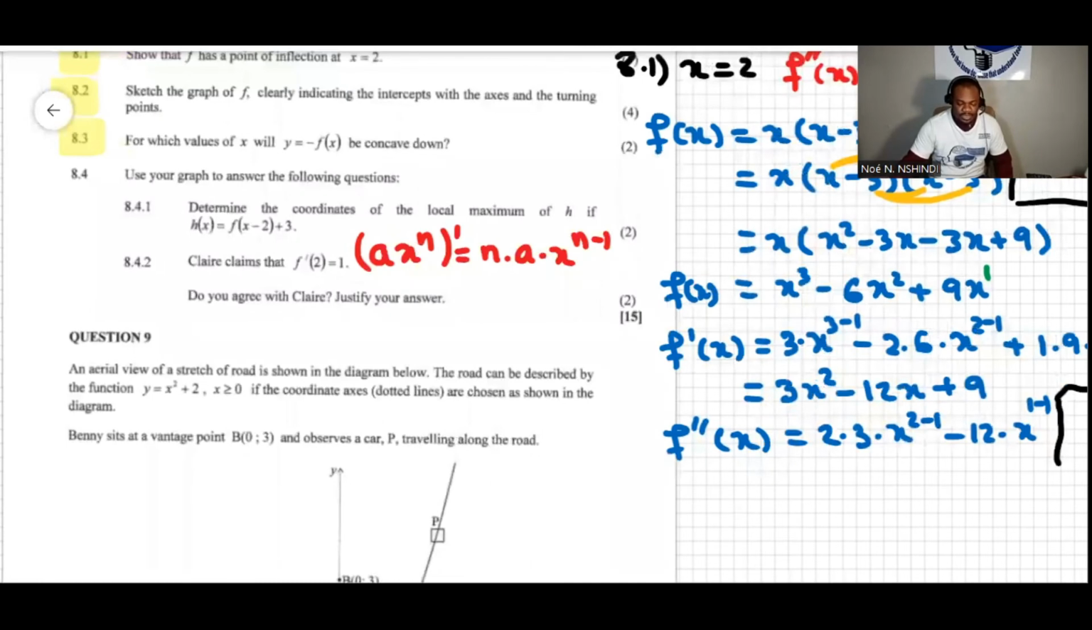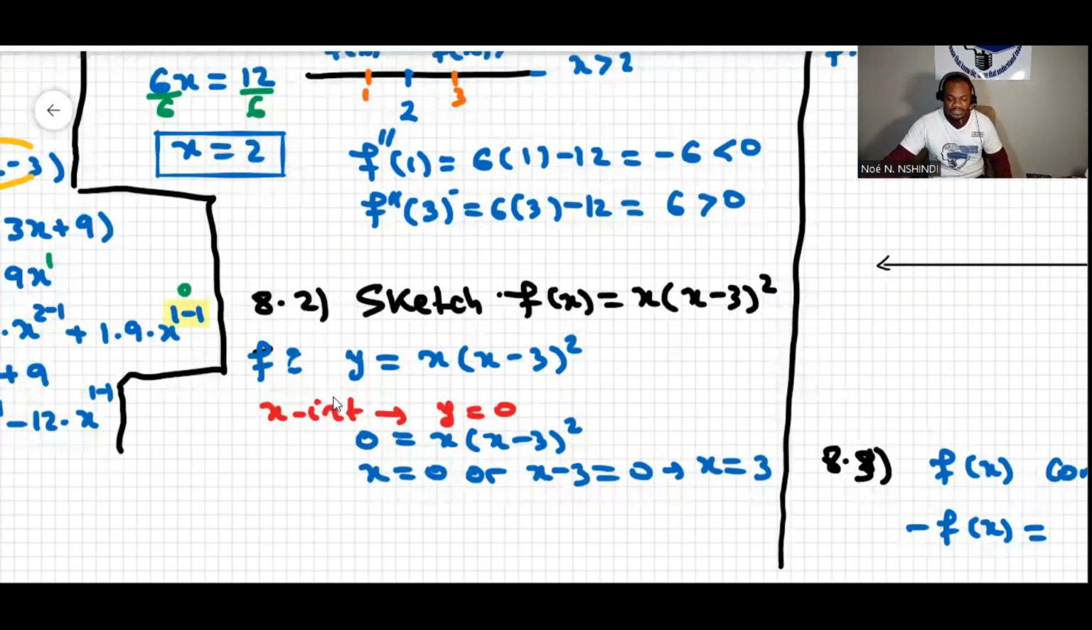We have 8.4.1 and 8.4.2. It says, use your graph to answer the following questions. Determine the coordinates of the local maximum of h of x equal to f of x minus 2 plus 3. Note that this function is a transformation of the initial f of x. The minus 2 simply means the function is shifted 2 units to the right. Careful here, minus 2 means shifted 2 units to the right, and then positive 3 means shifted 3 units upwards.